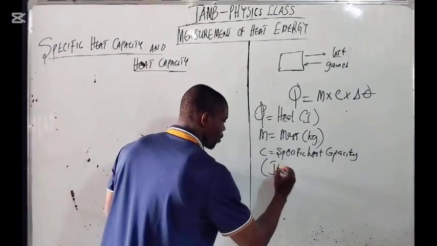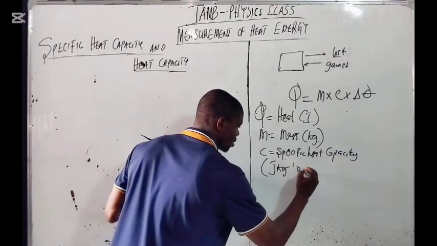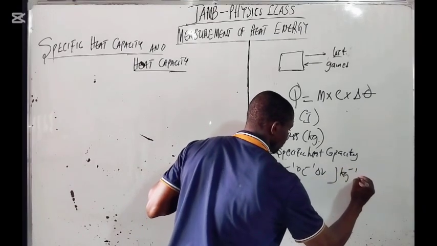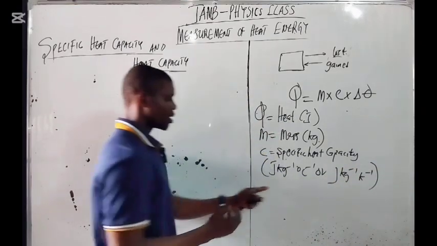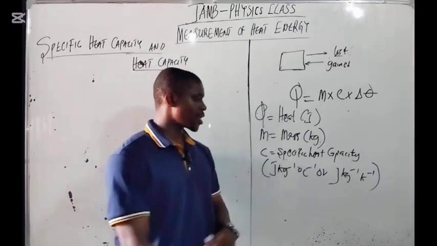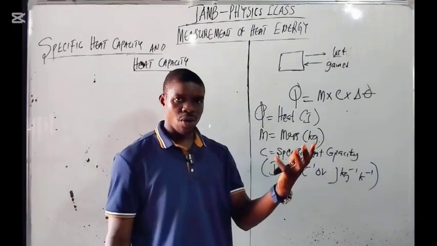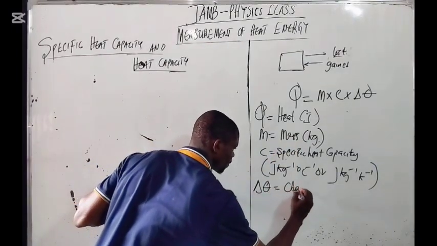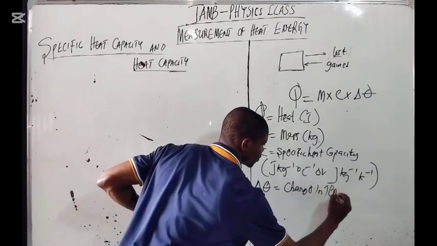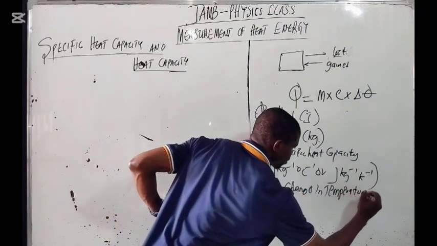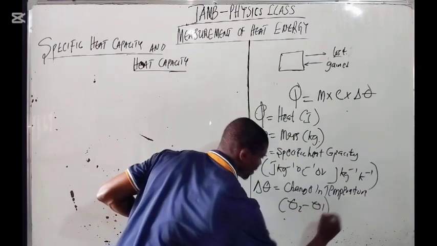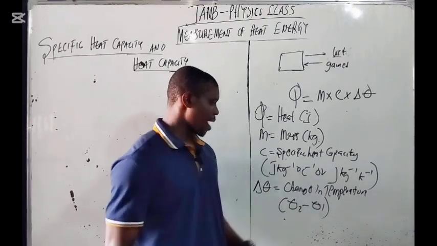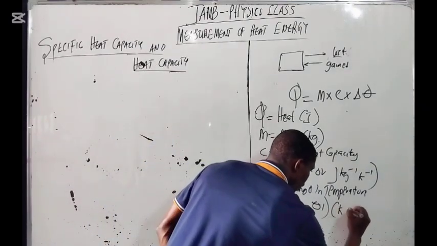can either be joules per kg per degree centigrade or joules per kg per kelvin. You understand? These are the various units, in the sense that temperature can either be in kelvin or in degree centigrade. Here change in theta is the change in temperature, which is T2 minus T1, that is, my highest temperature minus the initial lowest temperature, and it can be in kelvin or degree centigrade.